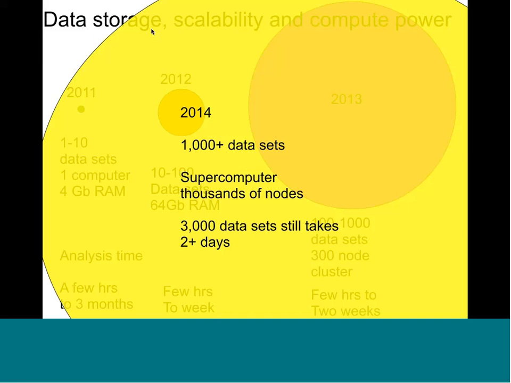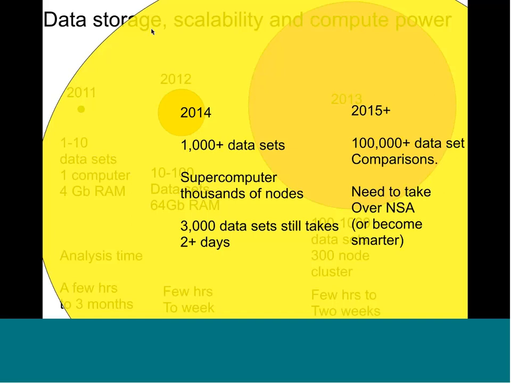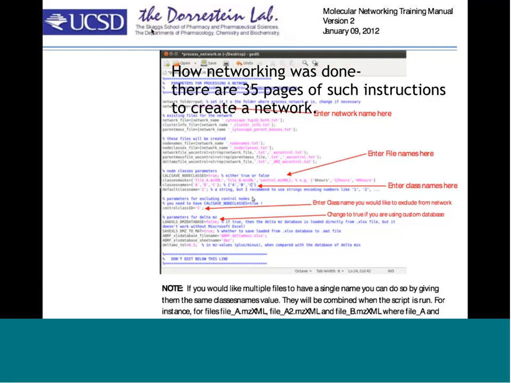And then in 2014, we wanted to do thousands of data sets. We moved to a supercomputer with thousands of nodes. And even then, 3,000 data sets took 2+ days. Now, ultimately, we wanted to compare hundreds of thousands of data sets. And we really thought we needed to be able to take over the NSA computer, but in reality, we needed to become smarter.